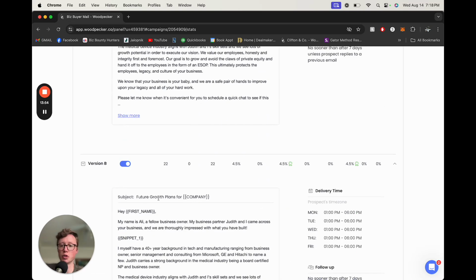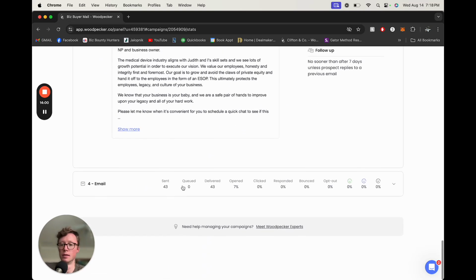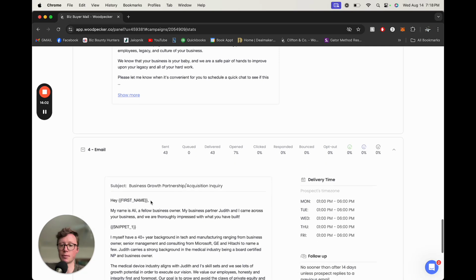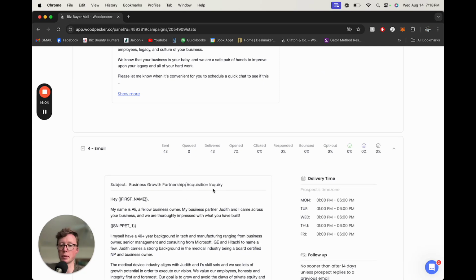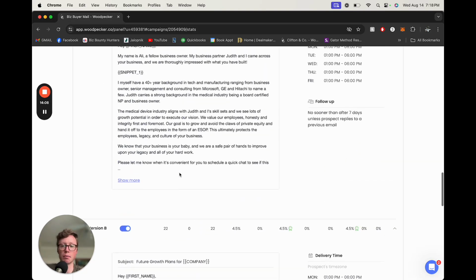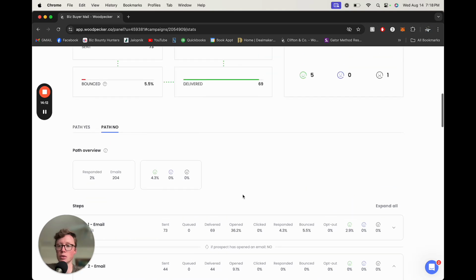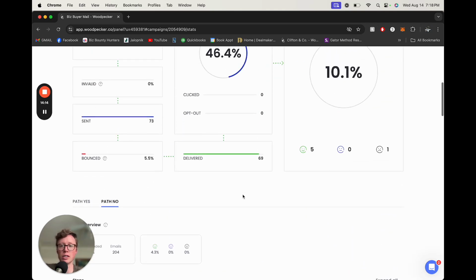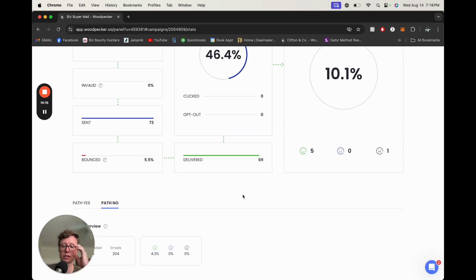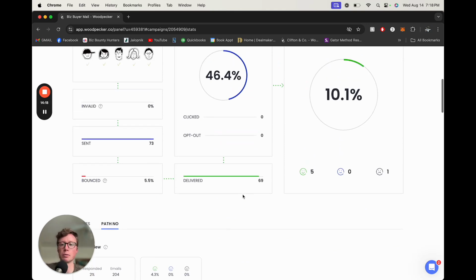This one, future growth plans for company, got a single open, but they also came with a reply. And the fourth email, business growth partnership acquisition inquiry, with 7%. So this medical device campaign was definitely a tough one for me, definitely different. Had we had more data and more time to test and go with more copy, we would have had some better success, I'm sure.